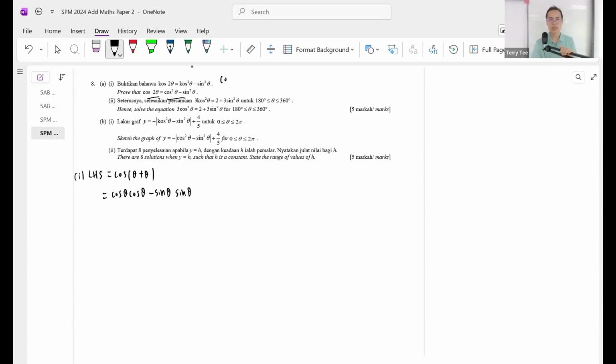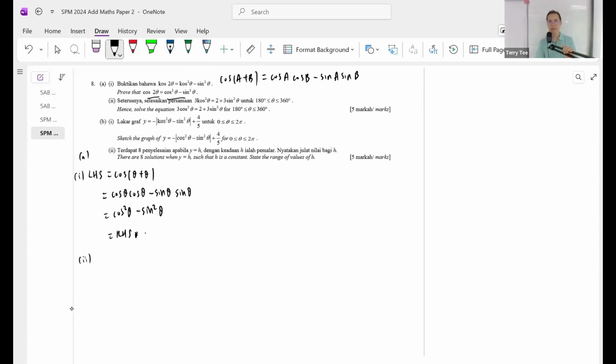The cos A plus B formula is given in the formula list: cos A cos B minus sine A sine B. Just replace your A with theta, B also with theta. So you get cos theta times cos theta, minus sine theta times sine theta, which is cos squared theta minus sine squared theta, which equals my right hand side. Pretty easy.